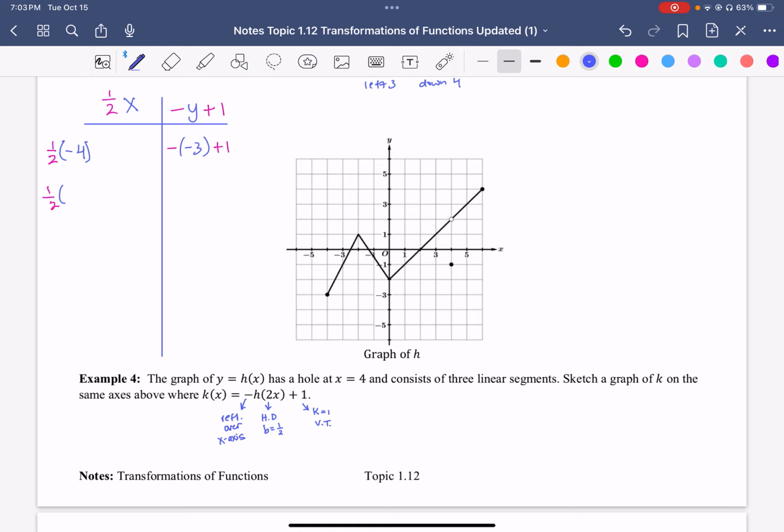Okay, so the next one I'm going to pick is -2 and 1, and then plus 1. The next coordinate will be 1/2 times 0 and -2. Next, we have 1/2, and the last point is at 6, 4.